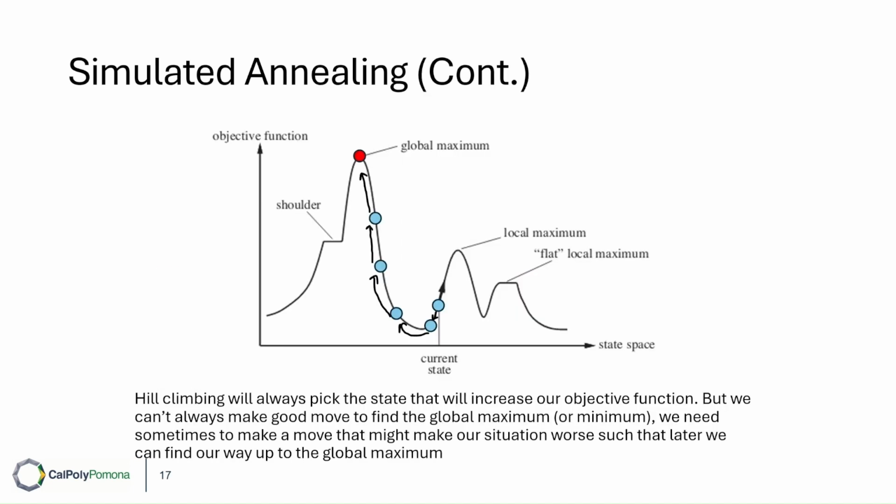Since hill climbing will always pick the state that will increase our objective function, we can't always make good moves to find the global maximum or minimum. We sometimes need to make a move that might make our situation worse, such that later on we can find our way up to the global maximum. And as we can see in the picture, we don't want to always go right. Sometimes we can make a bad move, which is going left, and which later on will take us to the global maximum.